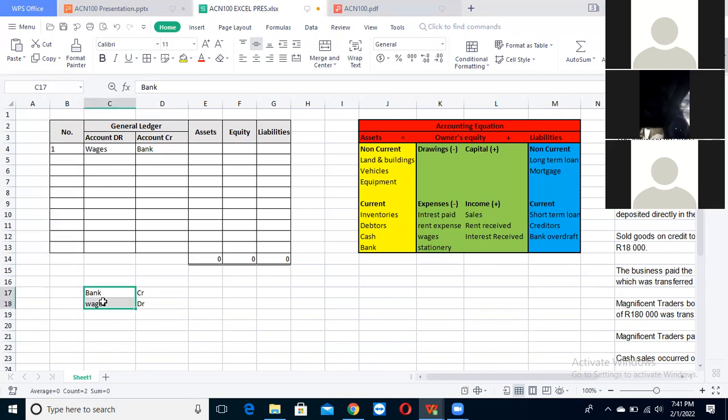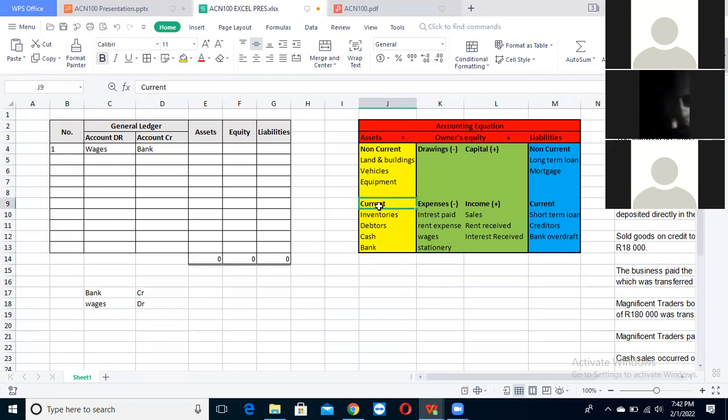What is it? Is it an asset? Is it equity? Or is it liabilities? We go to bank. Now, for the purposes of this lecture, you are not yet familiar with these terms. What is an asset? What is an owner's equity? And what are liabilities? So I've given you this window here with the components of the accounting equation to make it simple for you. So we've got bank. We just come here. What does bank fall under here? It falls under the assets, and current assets, to be specific.